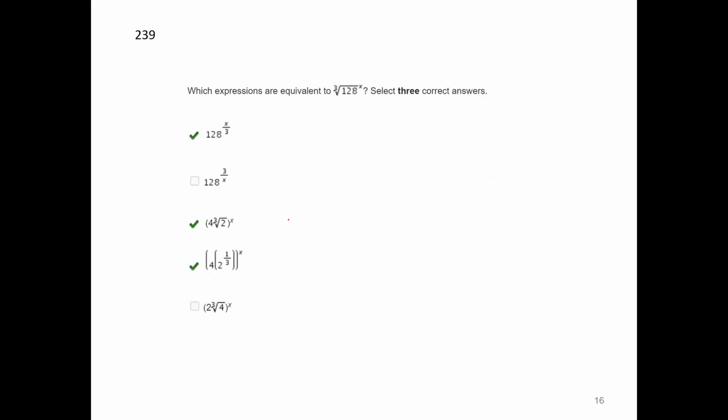$239, you guys. Go ahead and take a look at this one here. All right, which expressions are equivalent to this? Select 3 that are the correct answers. Okay, so this is what we have.